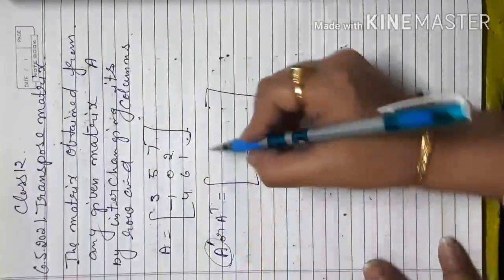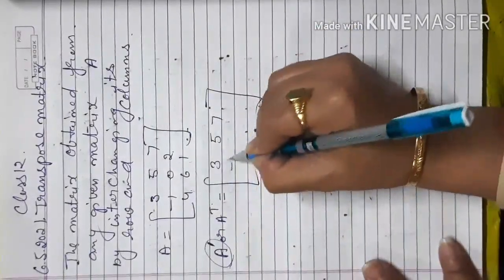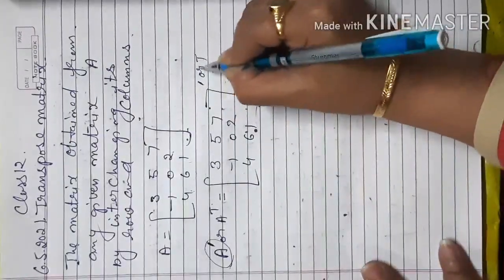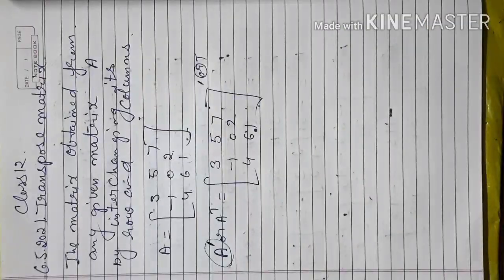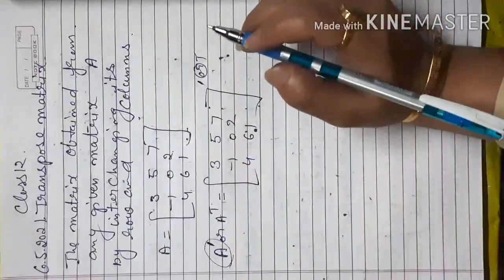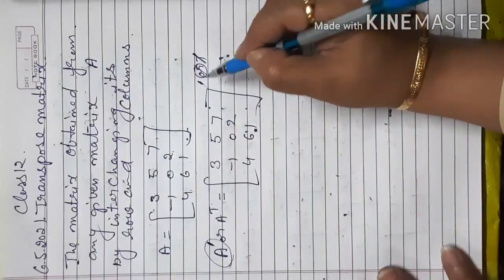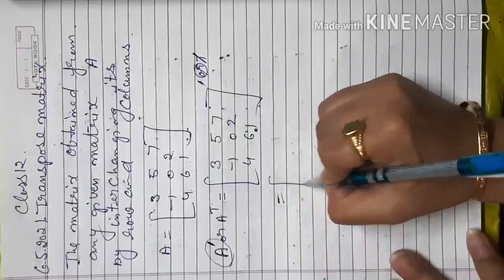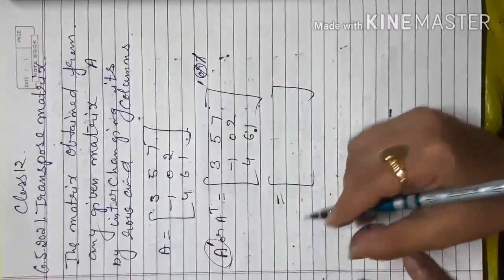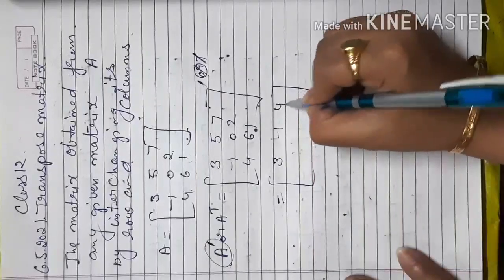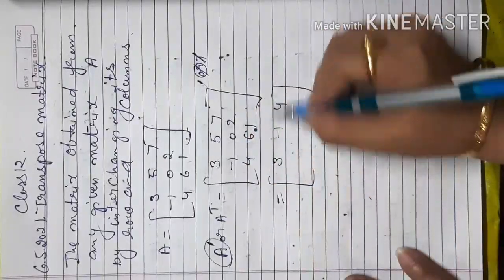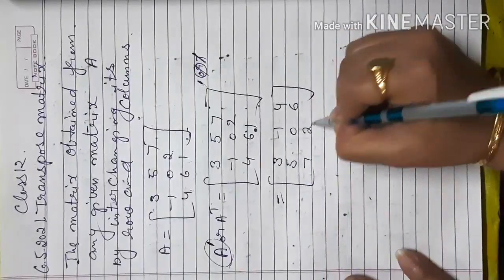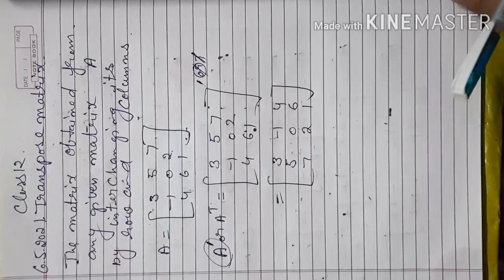If I write it here, first I write 3 5 7, minus 1 0 2, 4 6 1, with the complement or T sign. You can use any symbol; instead of T, I am using this complement symbol. After removing this sign, what will be my matrix? My matrix will be 3 minus 1 4. First column changes to first row, second column to second row, and third column to third row. That we call the transpose of a matrix.